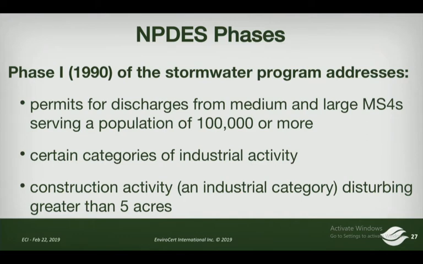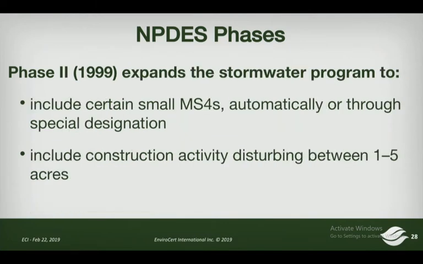They targeted medium to large MS4s, they called them, serving populations of 100,000 or more. They started classifying industrial activities into different categories, and they said anything that had construction activities greater than 5 acres needed to have a permit. This was challenged by many stakeholders and agencies as being too vague, not going far enough. And so as the lawsuits were resolved, consent decrees were implemented, phase two came about in 1999.